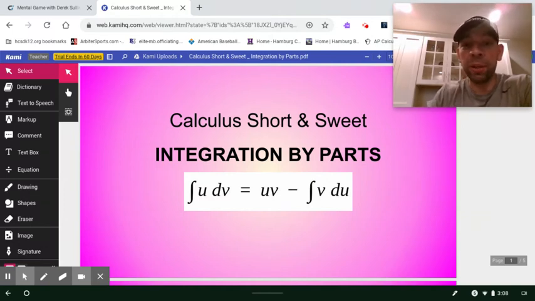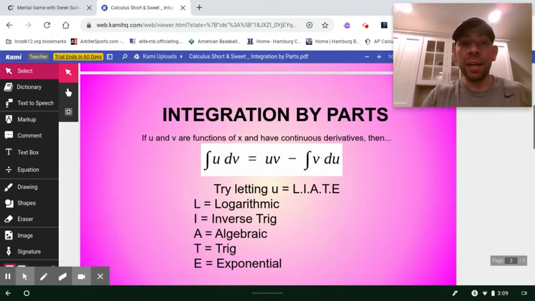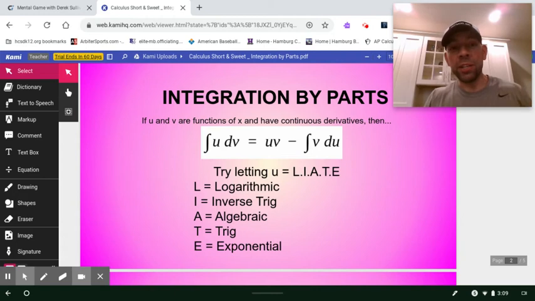And here's our formula that we need to know. We need to know that the integral of some function u times function dv is equal to uv minus the integral of v du. And of course the foundation is that both u and v are some functions of x and they have continuous derivatives.